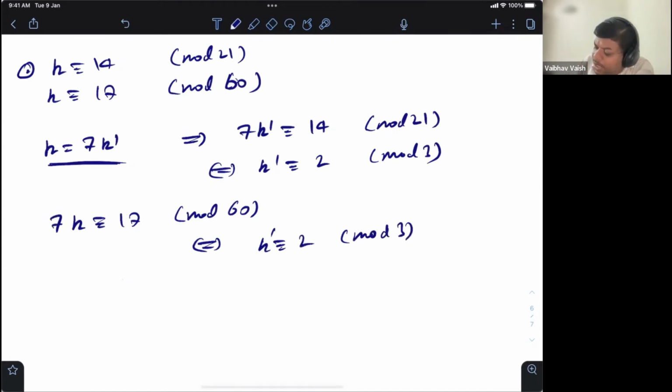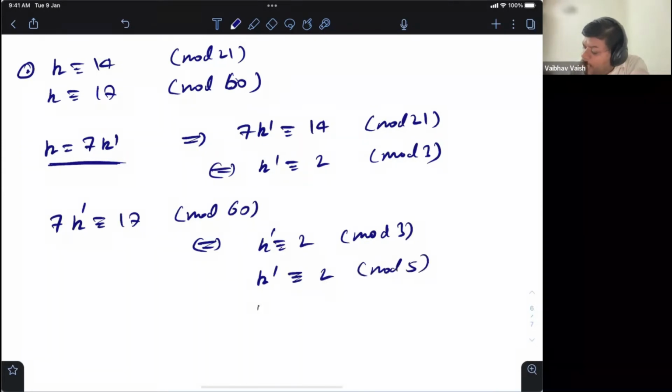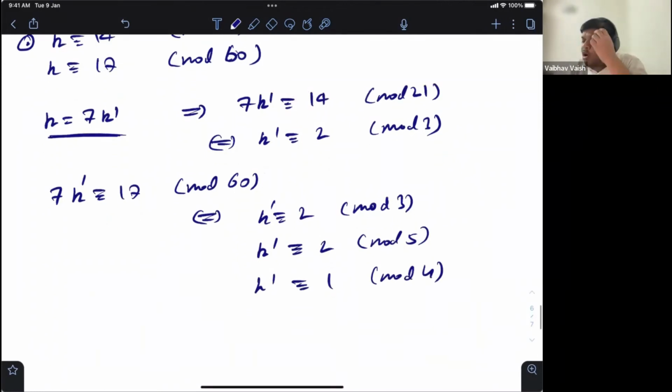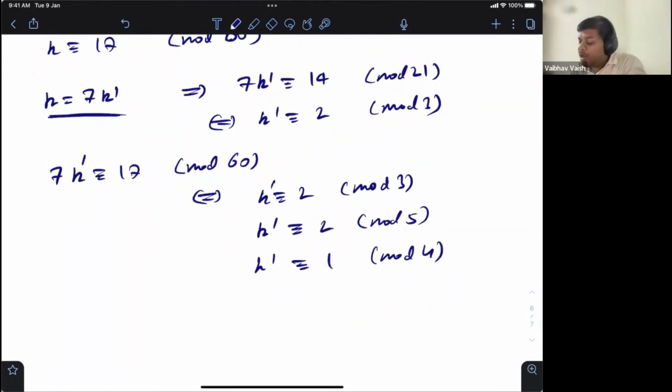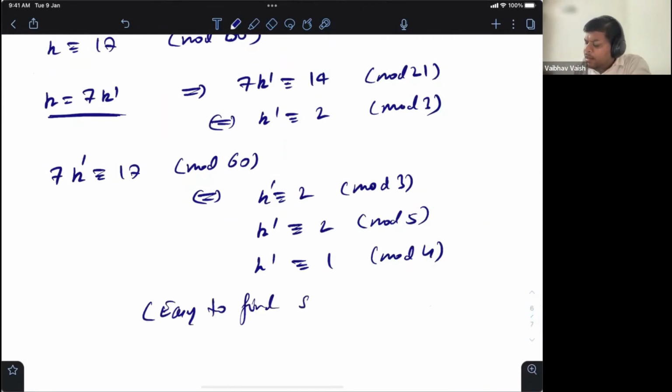So this is 7k prime, and 60 has 3 factors, 3, 5, and 4. That's what I'm doing. k prime is congruent to 2 mod 5, and k prime is congruent to 1 mod 4. Now it's not very hard to solve this problem. It is easy to find such a k prime now. If I remember correctly, this turns out to be 9. I don't remember what the answer is, but you can now try solving this.